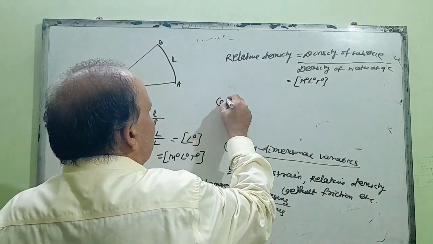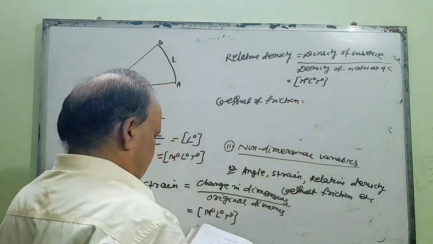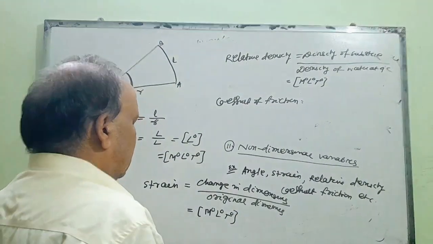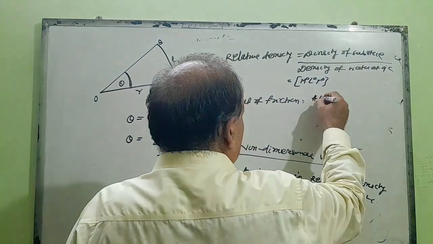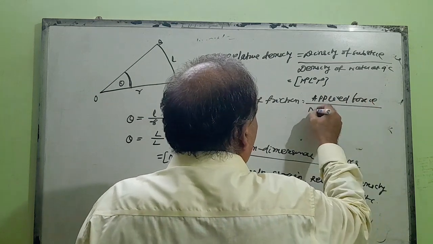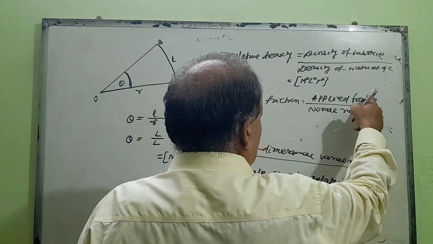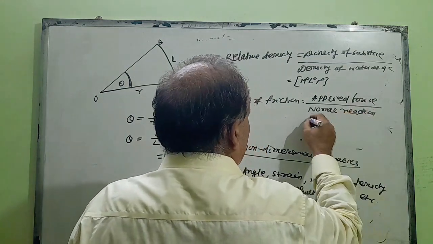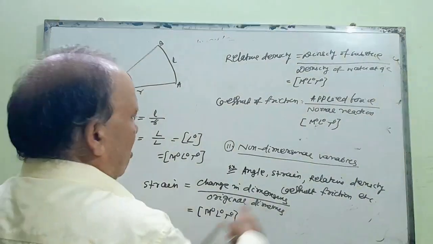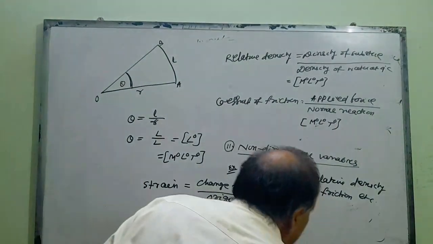Next, come to your coefficient of friction, you will read it in future. What is the coefficient of friction? Coefficient of friction is equal to applied force by normal reaction. Normal reaction is also a force. This is also force by force. Applied force by normal reaction. That is your M0 L0 T0. These are the non-dimensional variables. They have a variable magnitude, but they have no dimensions.